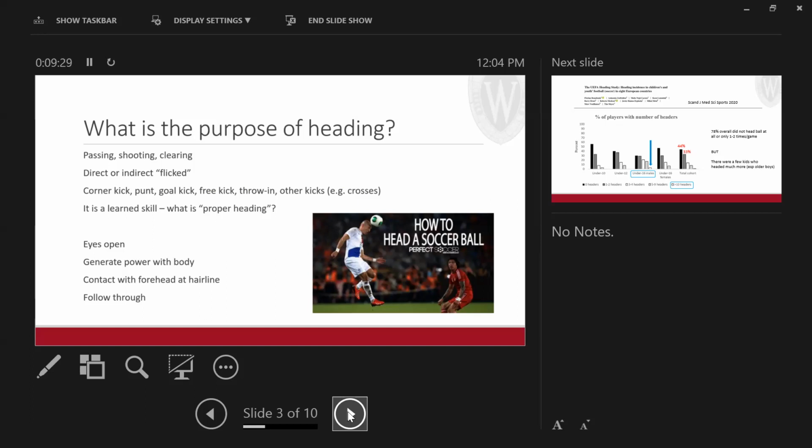But in general, you want to have your eyes open. Closing your eyes, probably not a good strategy. You want to generate power with your body. You don't want to be passive, with the ball hitting you. The ball is attacking you rather than you attacking the ball. Contact should be on the front of the forehead, not bouncing it off all other parts of your head that you didn't intend to, and then follow through. It's an intentional act, something to drive the ball in a certain direction.